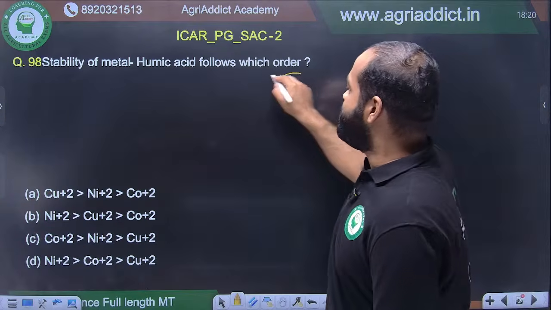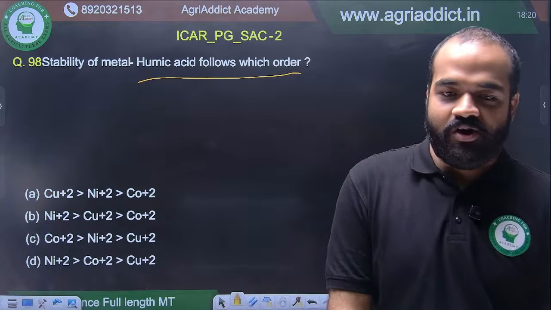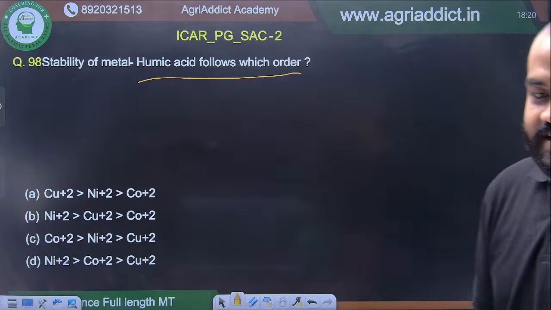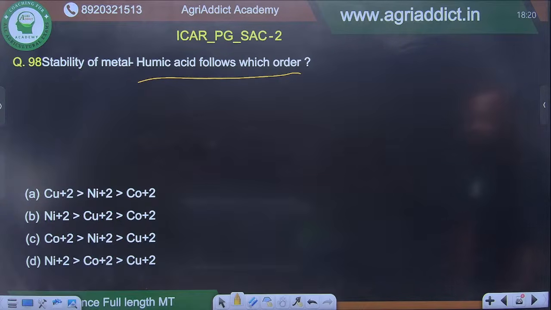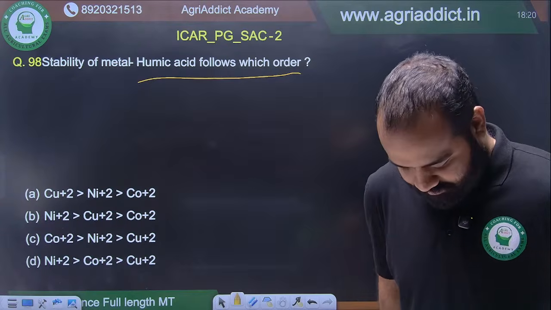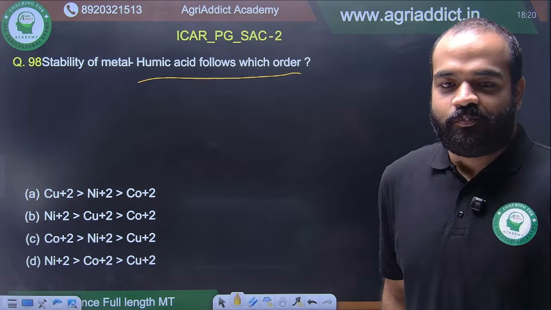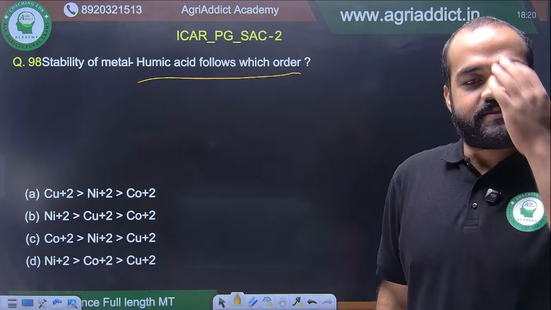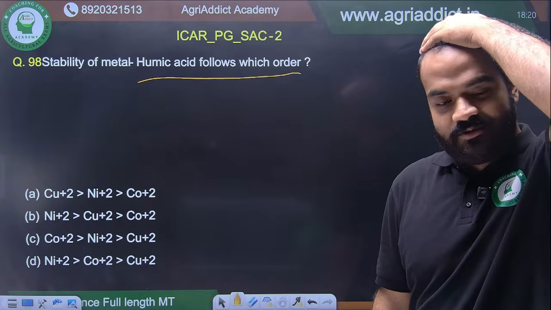Stability of metal humic acid follows which order? After a lot of assertion reason questions, finally a very straight question, and let's see how far you can do this. How fast you can do this? I'm sorry.